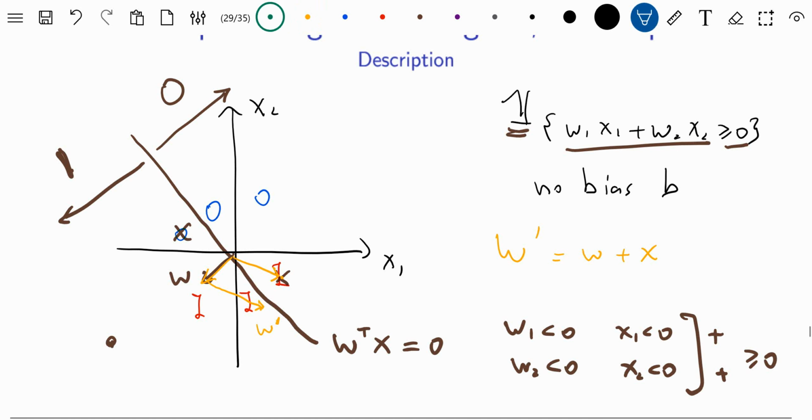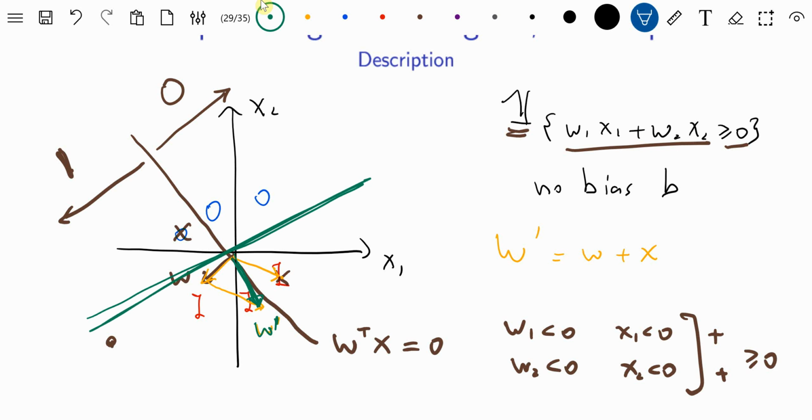Let's use a different color to draw it more clearly. This vector is W prime. And the line corresponding to this will be a line like this that's perpendicular to this vector. So this is W prime transpose X equal to 0. And if you try our method here, this side will be classified 1, this side will be classified 0, and suddenly everything is classified correctly.